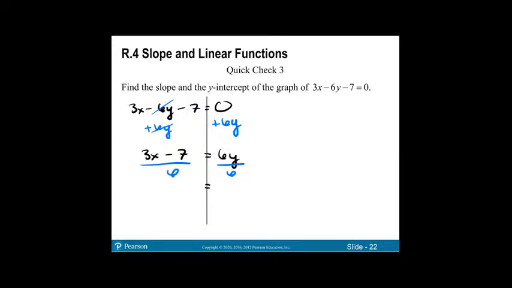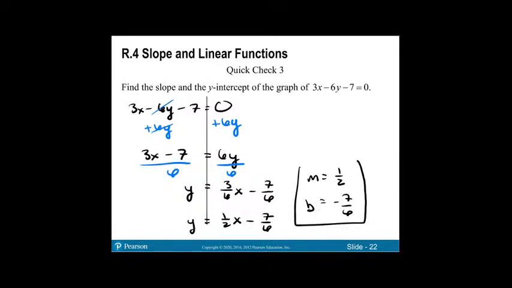So then we'll get y equals 3 over 6x minus 7 over 6, which becomes y equals 1/2 x minus 7/6. Okay. So the slope is 1/2, and here let's answer the question that was asked. So then the slope is 1/2, and the y-intercept is negative 7/6. So this is what the question was asking for.